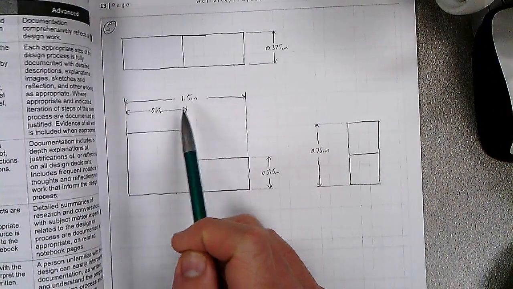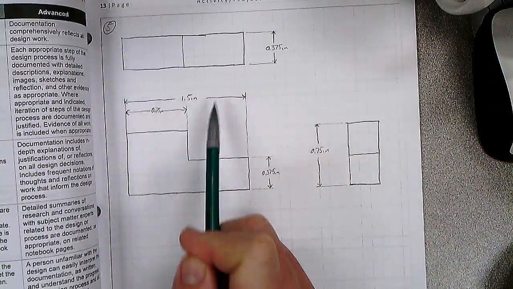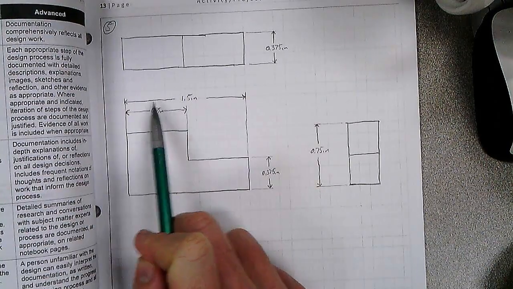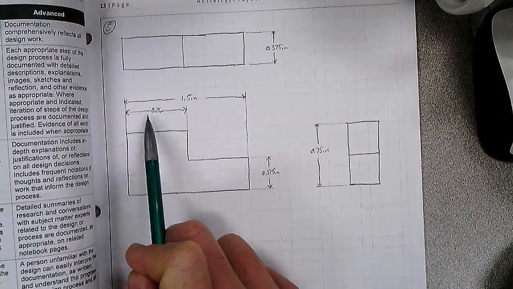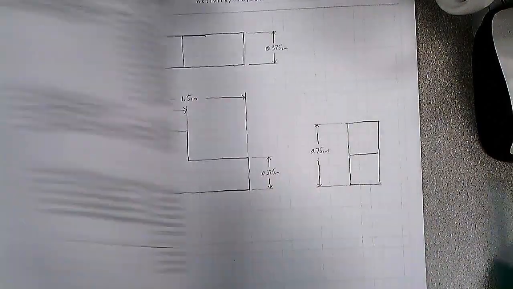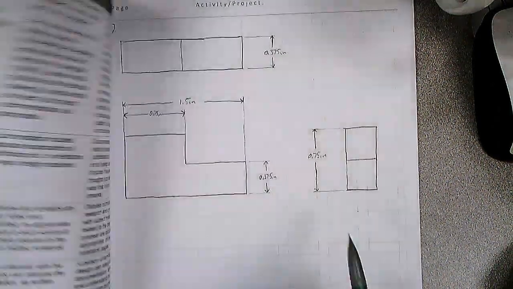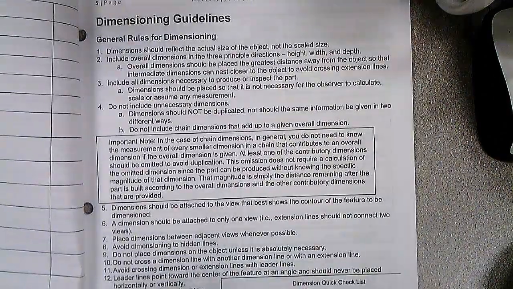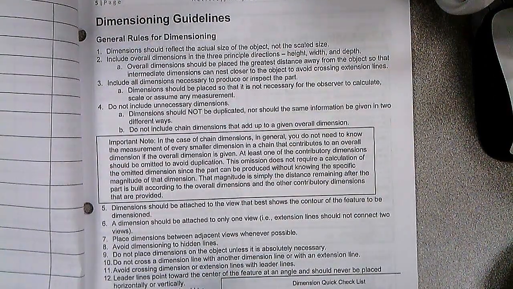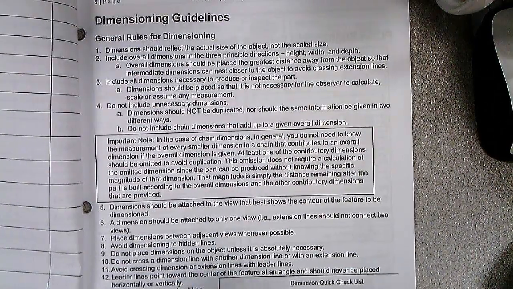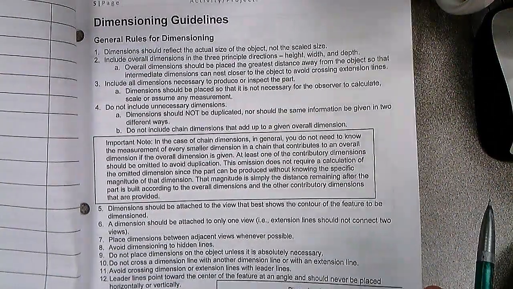And this is also why it's important to draw your overall dimensions pretty far away from your piece, because that way you're not running any risk of crossing with an extension line. Leader lines, don't have any leader lines. Dimensions should be centered between arrowheads. Do that. And then I don't have any circles or holes, so I don't have to worry about that.